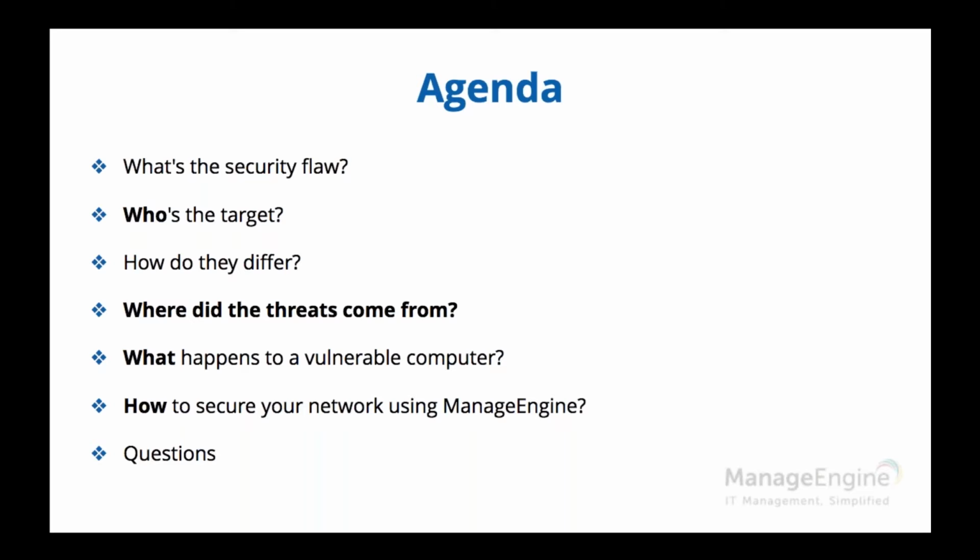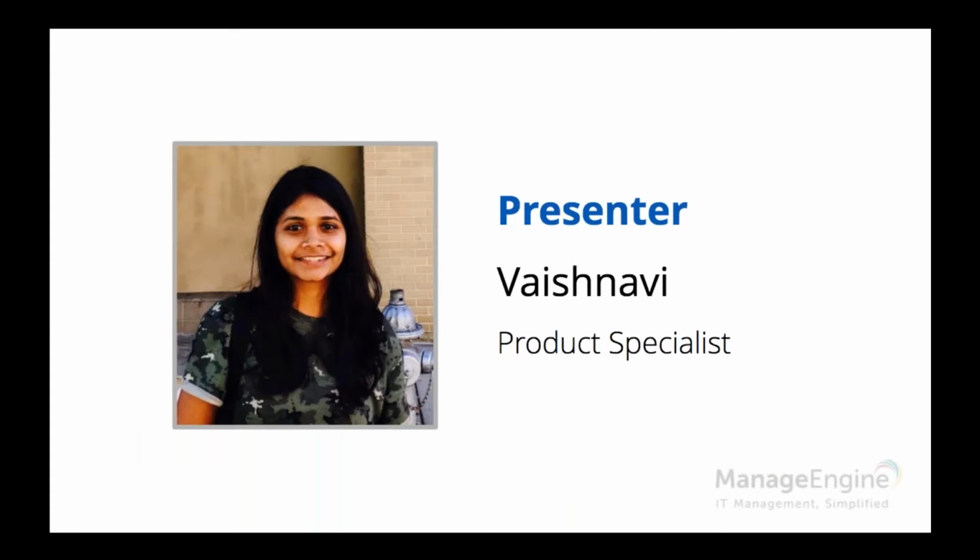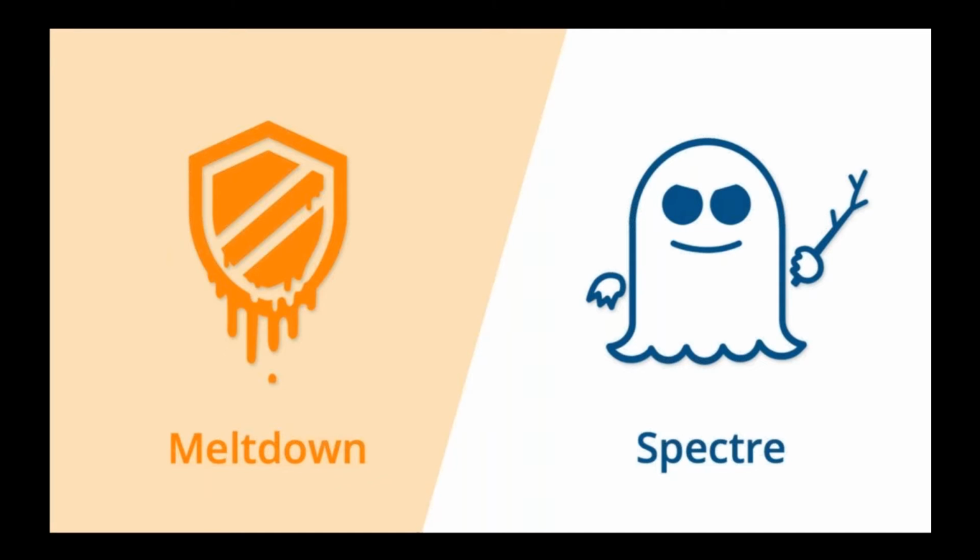This is the agenda for the workshop today. We will see what this security flaw is about, who is the target, and how these vulnerabilities differ, making Spectre more difficult to exploit. Where exactly do these threats come from? We've been using these modern processors for over, say, 40 years, but now, out of the blue, how do these threats come up? We will also see what will happen to a computer if it is found vulnerable to these security flaws. And let us also discuss various mitigation methods which we could adopt to secure our network using ManageEngine.